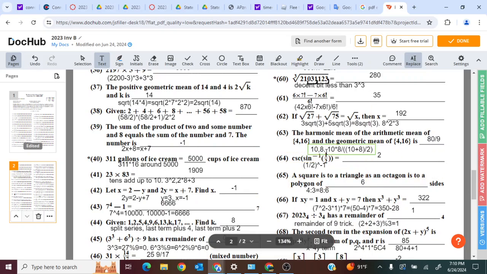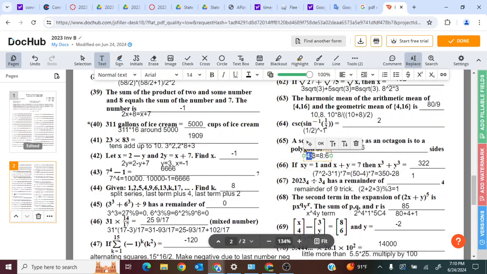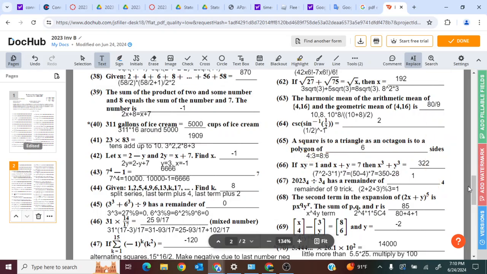Cosecant of sine inverse of 1/2. Cosecant is 1 over sine, so you're basically just doing 1 over 1/2. So 1/2 to the power of negative 1 is 2. Squares are to a triangle as an octagon is to a polygon of how many sides? Well, 4 multiplied by something gets you 3, and 8 multiplied by that same thing, this is multiplied by 2, so this has to be multiplied by 2 to get 6 sides.